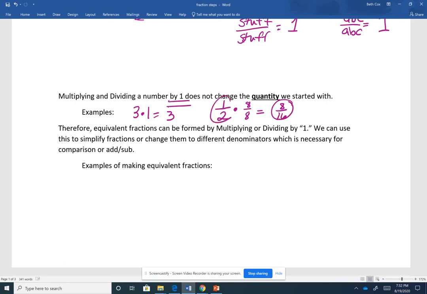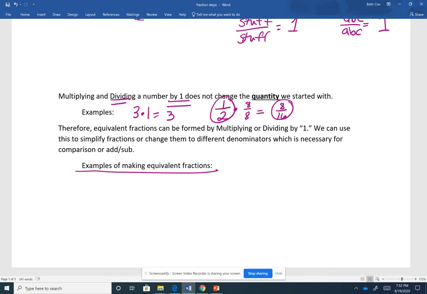That's the same amount. Because when you multiply by 1, you don't change the quantity of what you have. And I can also divide. This is called making equivalent fractions. We can multiply or divide by 1, and this is going to give us a different numerator and denominator, but it's going to give us something that's equal to it.